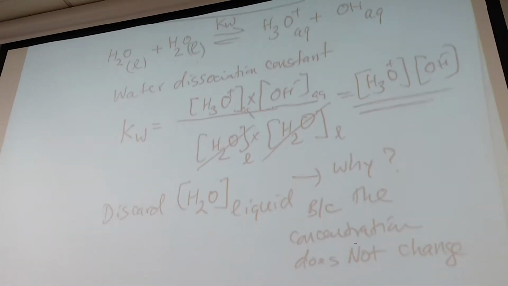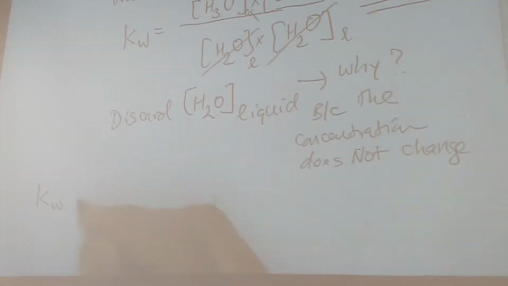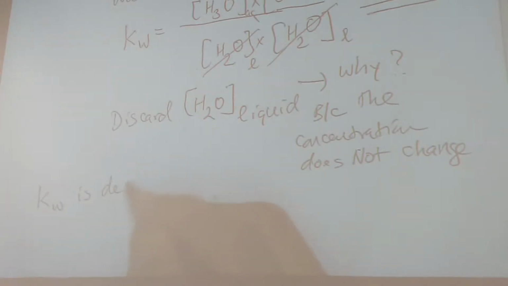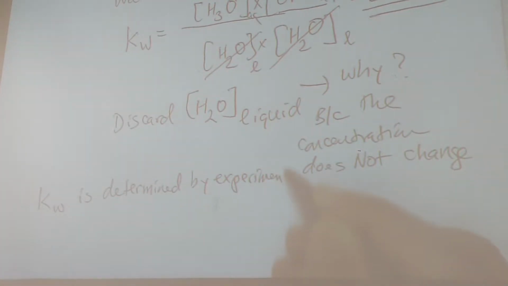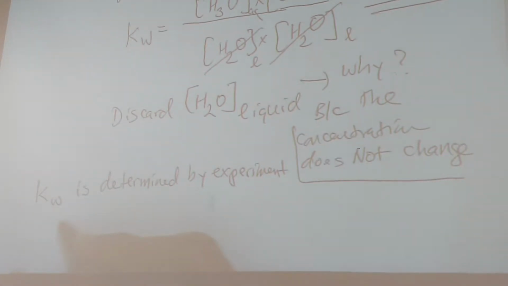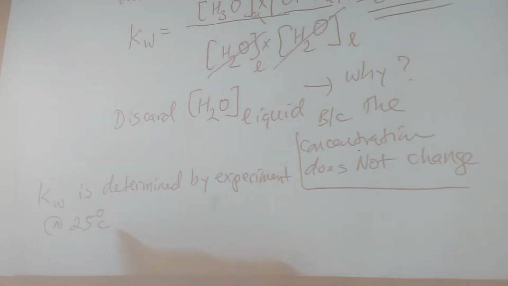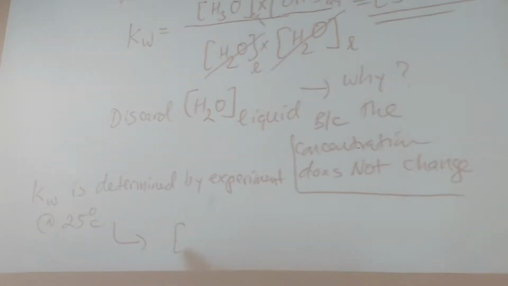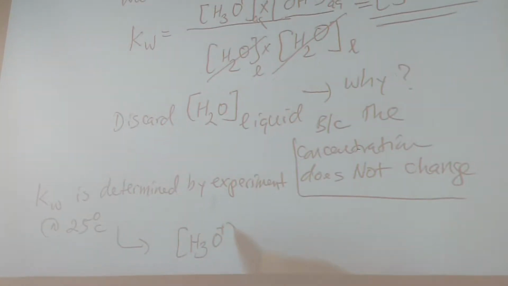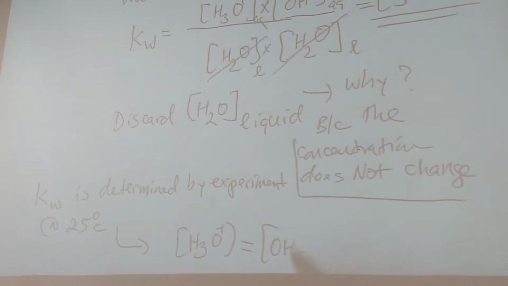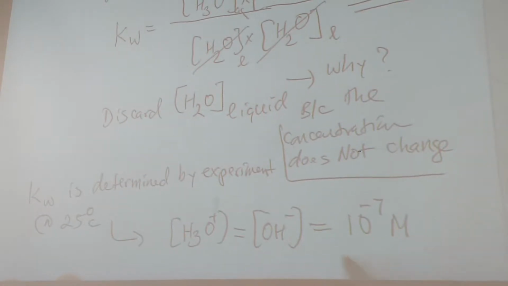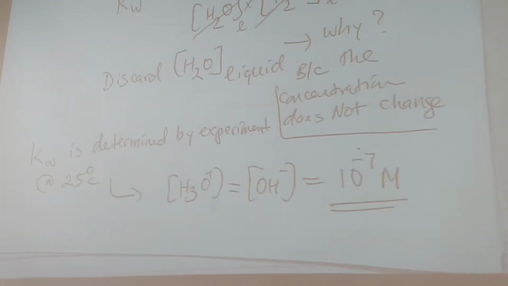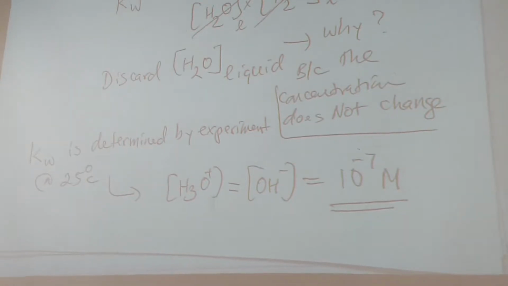Now, if you look further, Kw is determined by experiment, correct? At 25 degrees, room temperature, it turns out the hydronium ion, correct, equals the hydroxide ion, correct, equals 10 minus 7 molar by experiment. Correct? By experiment, it's found that those are together, correct?